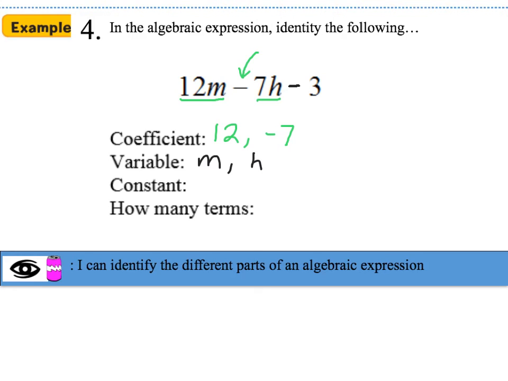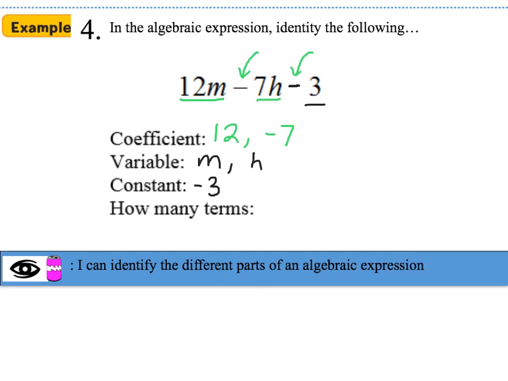Now let's talk about our constant. Our constant is the term that only contains a number. Now if you look at our last term, we only have a term that contains a number. So most of us want to think, well, the term is going to be 3. But remember, we need to take the sign that's in front of it. And there's a negative sign in front of it right here. So we need to bring it with it. So the constant is not 3. The constant is negative 3.